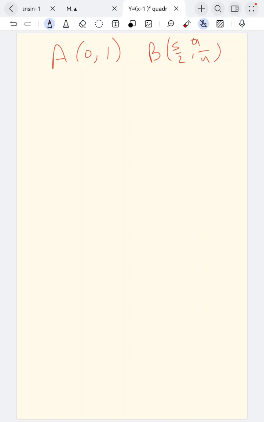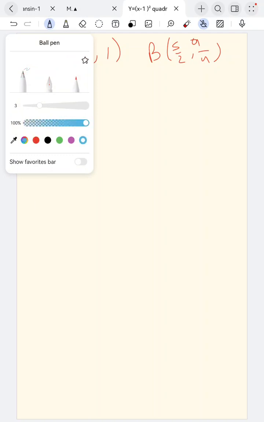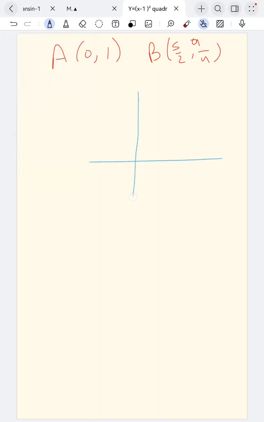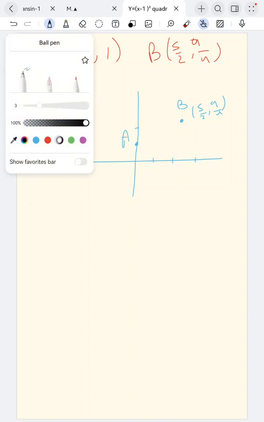You know, sometimes you need to sketch. Sketching would help you. So I said point A is 0 and 1, it could be here. That's point A. And point B is 5 over 2, which is 2.5, and 9/4 is 2.25. So maybe it's here. Okay, that's point B.